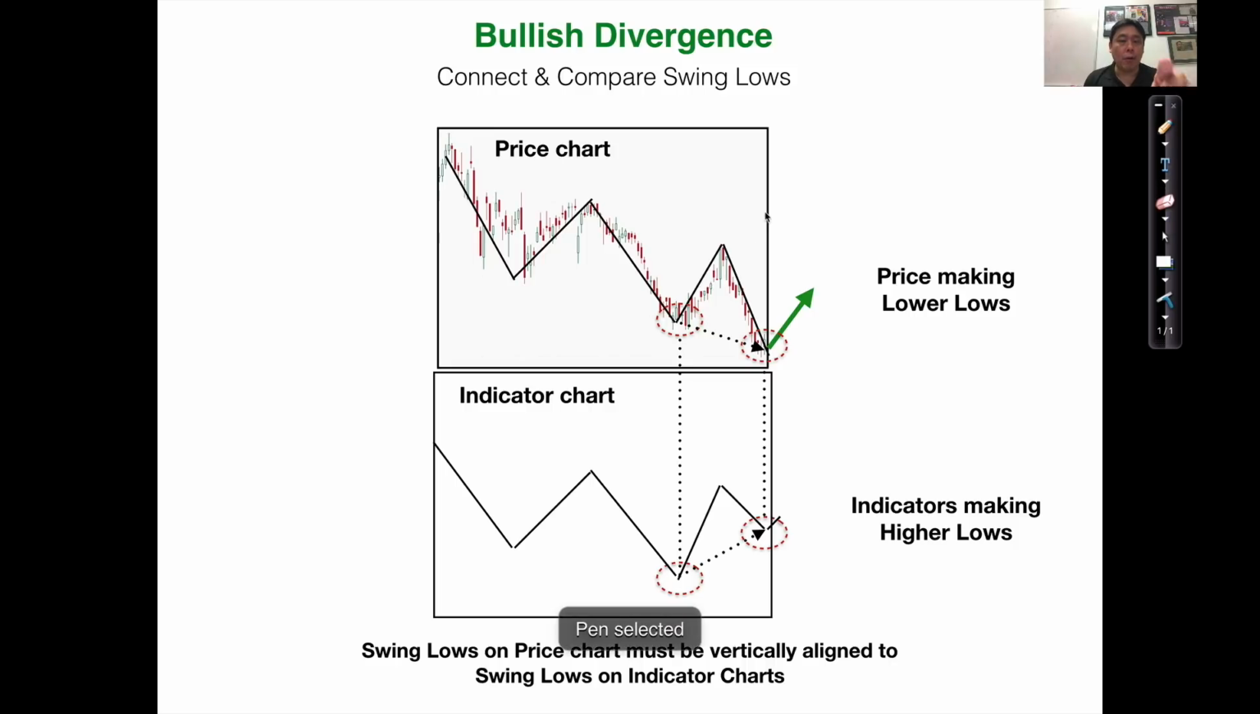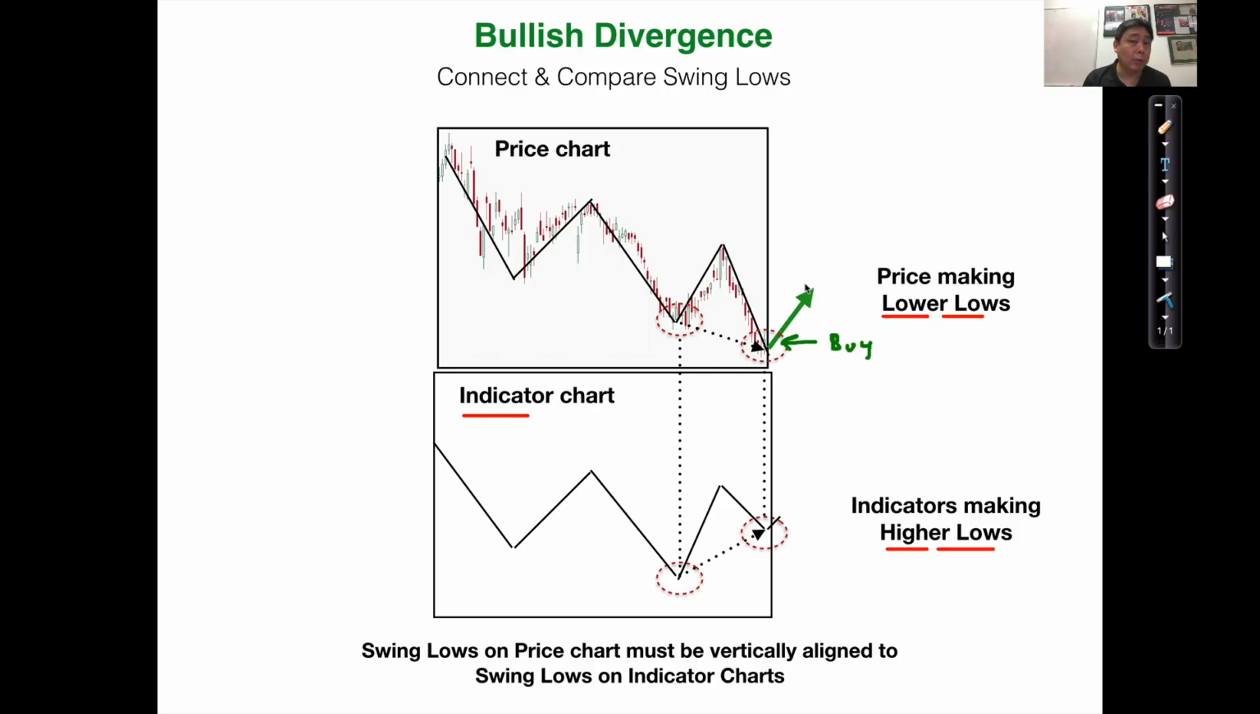And we want to see that the price is making lower lows. Okay, so you connect these two swing lows, the line's going down, but the indicator is making higher lows. So line's going down here, line's going up there, that's a divergence. So that's a leading indicator that the price is likely to reverse up from that swing low. And we are looking to buy, right? To go long here, to buy and catch the bounce up.